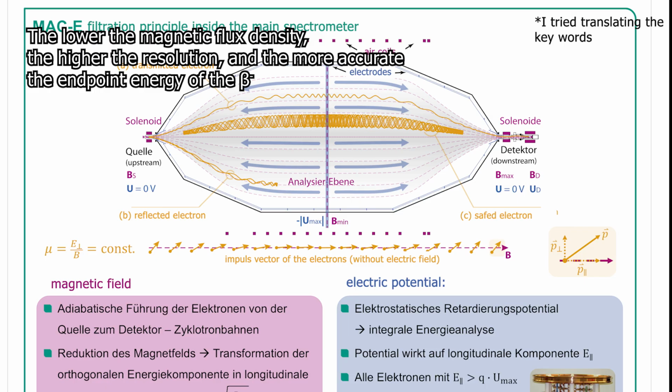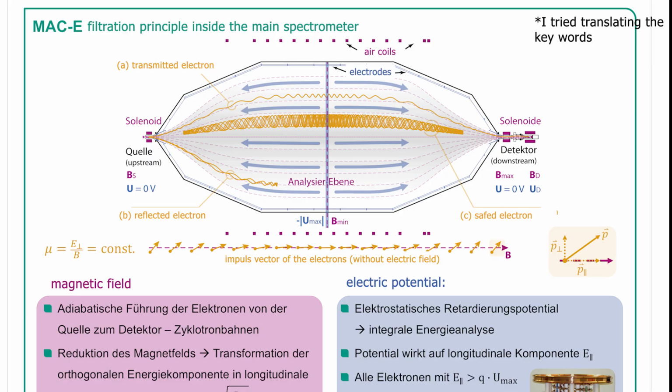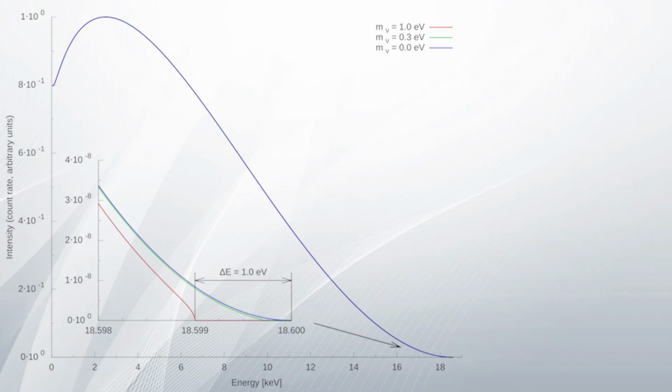You have to reduce the magnetic field strength because the energy resolution of the spectrometer depends on the flux density, which in turn depends on the field strength. The lower the field strength, the better the energy resolution for the electrons. And we want to determine the endpoint energy of the beta electrons as accurately as possible.